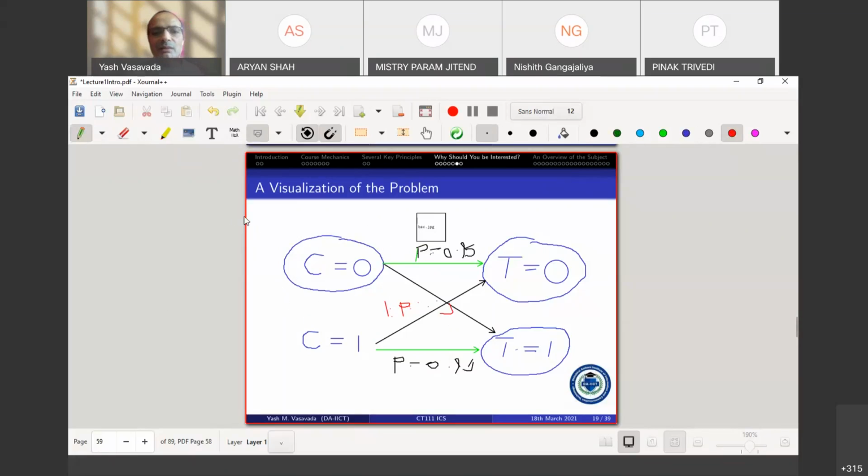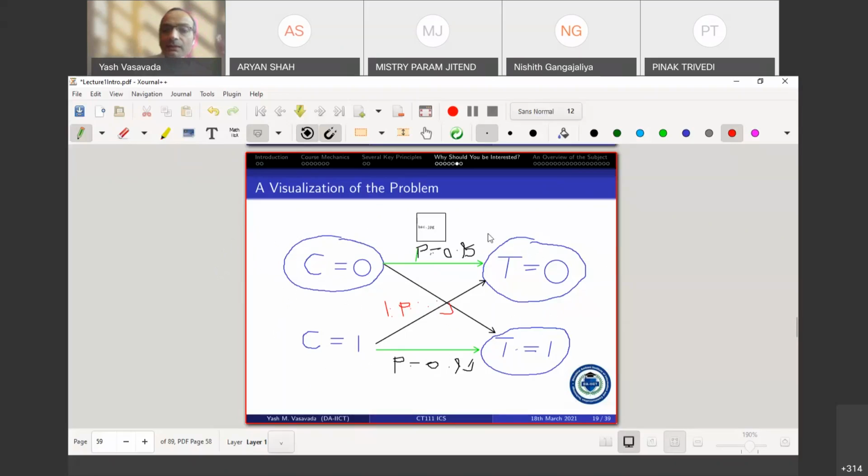But you get the idea that this is the way that you can visualize the problem. There is this disease status, which is denoted by c equal to 0 or c equal to 1. And then there is the test outcome, which is denoted by t equal to 0 or t equal to 1. Right?